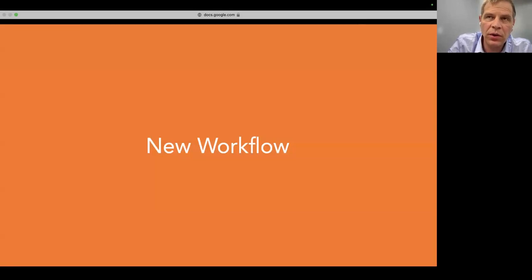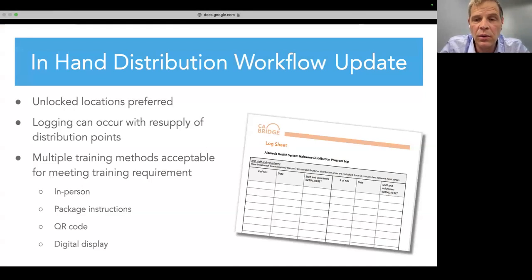In order to support the automated piece and to make both the in-hand and the automated models more viable and easier, we've developed a new workflow. So one, unlocked locations are definitely preferred and supported and well documented throughout the policy documents that you're accessing through the guide to naloxone distribution on our website.